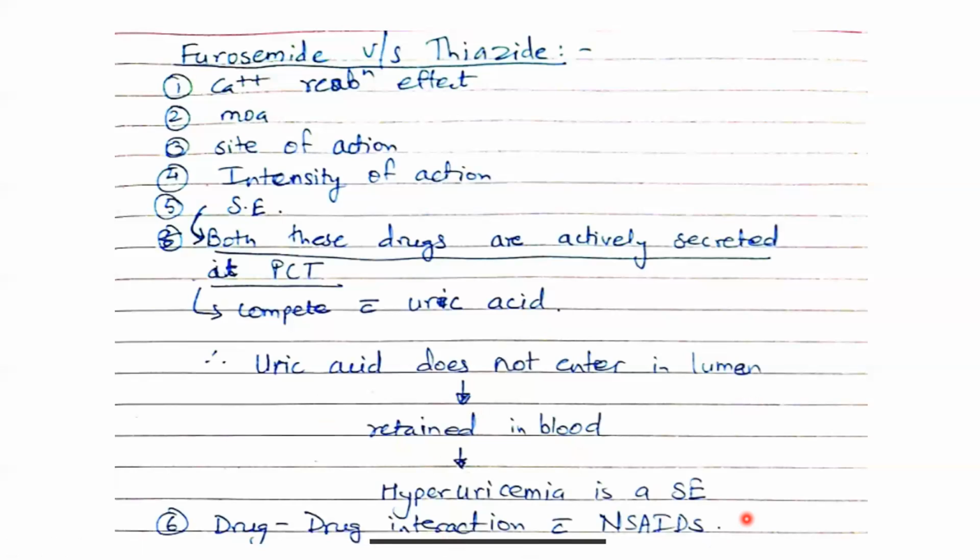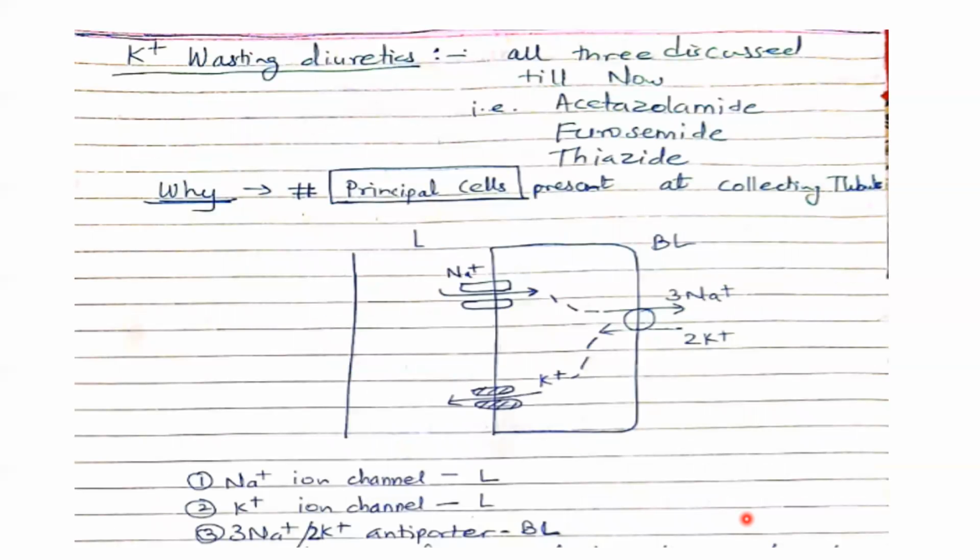Okay. So again, there is a drug-drug interaction with NSAIDs. So this is a comparison between furosemide and thiazide, which you should remember. Okay. Now, till now, whatever we have discussed, that is acetazolamide, furosemide, and thiazide, all these three are called potassium wasting diuretics.